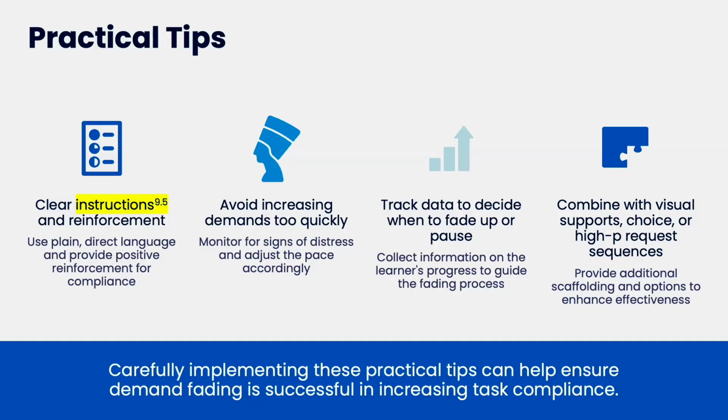You want to track the data, and it's just mastery, the same as all our other mastery. You want them to be successful at least 3 times, if not more, wherever you are in the demand. If they're successful 3 times or more, 5 is better, then you would increase the demand. They can't be successful only 1 time and then you increase the demand. And combine this with visual supports or high-P sequence requests. You want different interventions and techniques going on.